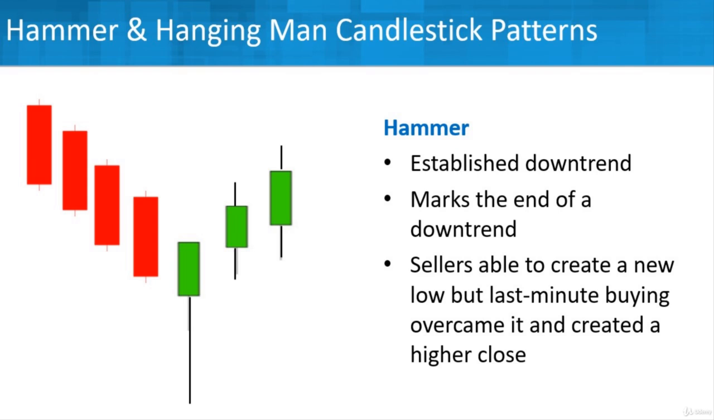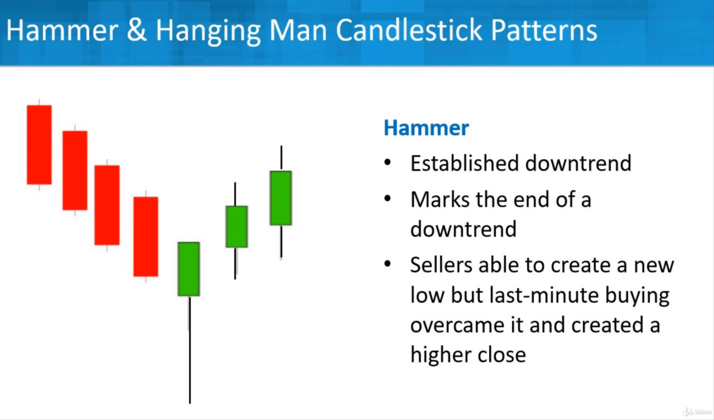What's happening is sellers are able to create some new lows. That's why you have the long range to the long low on the bottom. But last minute buying overcame it and actually created a higher close. It started off with the opening being lower again, like the trend was continuing, and the sellers were trying to sell even more. It was really bearish, and they were trying to drive prices even further down and continue a strong downward trend. But now prices have reached their exhaustion level on the lows, and buyers are saying, no, this is maybe a good opportunity to buy.